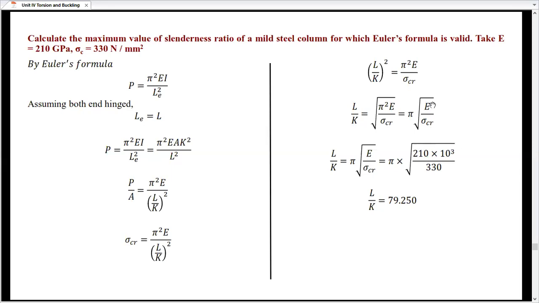Now we have the value of elasticity, 210 GPa, that is 210 into 10 raised to 3 MPa, and the stress is available, 330.